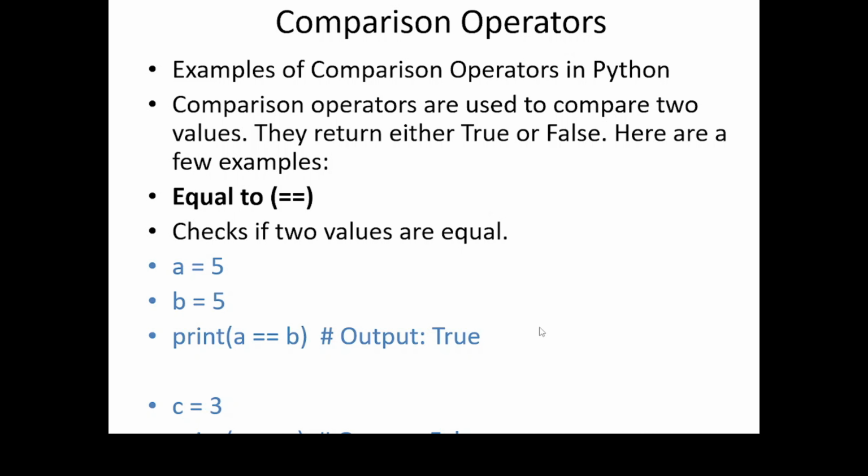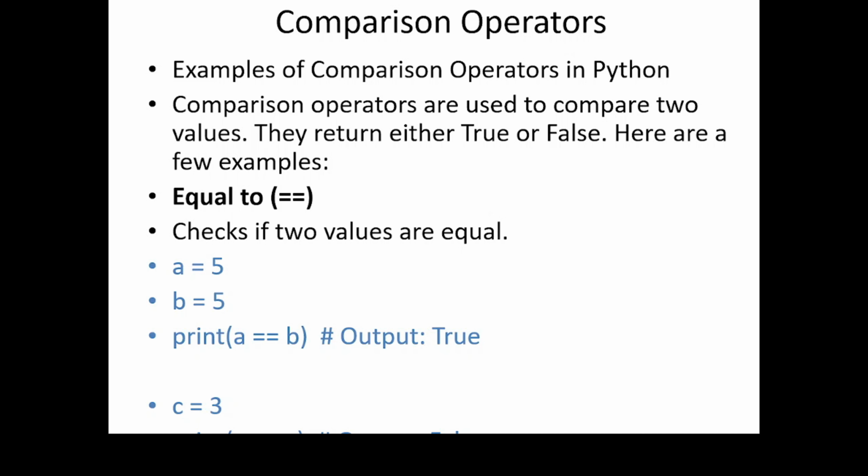So once again, a is equal to 5, b is equal to 5, and here we are comparing a == b. Yes, a is 5 and b is 5, so we get the result true. Now we assign another value, c is equal to 3, and print a == c. So a is 5 and c is 3, so 5 is not equal to 3, and we get the result false.